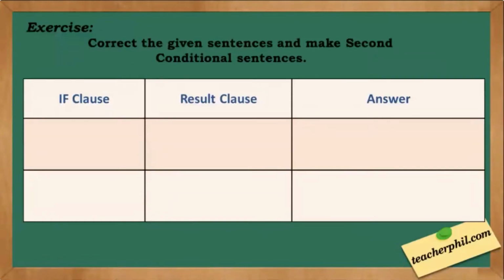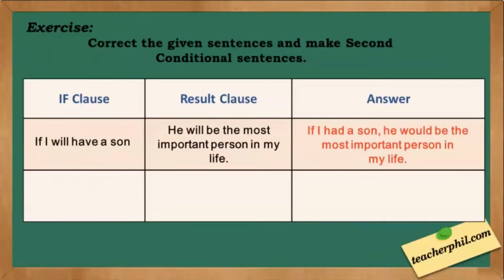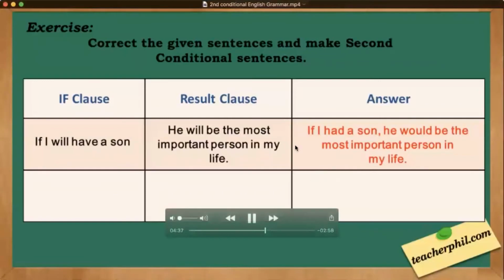So for our exercise, correct the given sentences and make them second conditional sentences. The first one: if I will have a son, he will be the most important person in my life. The correct answer is, if I had a son, he would be the most important person in my life.